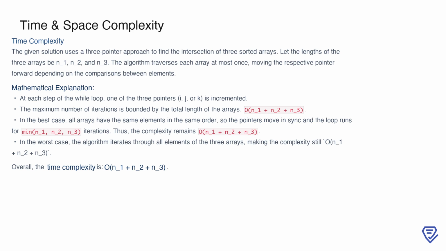Even in the best case, where all three arrays have identical elements in the same order, the pointers still move synchronously, resulting in the same asymptotic complexity. Therefore, the overall time complexity of this approach is O(n_1 + n_2 + n_3), regardless of the input configuration.